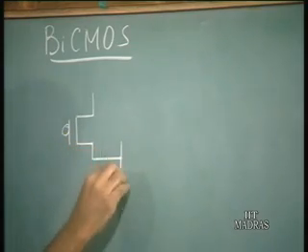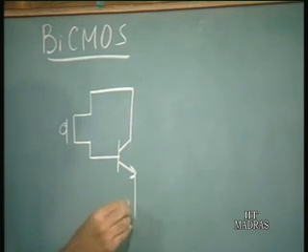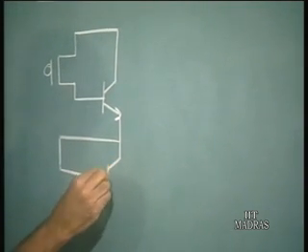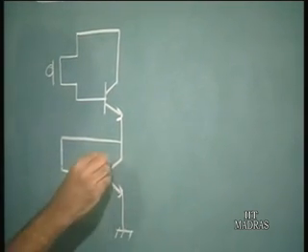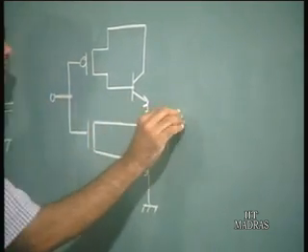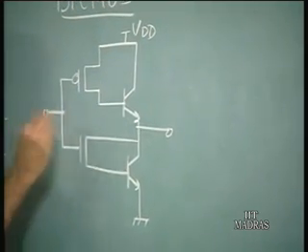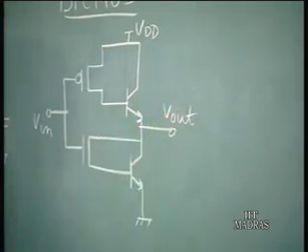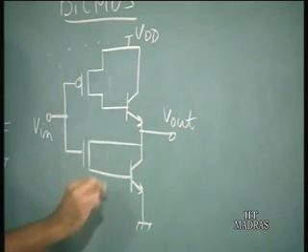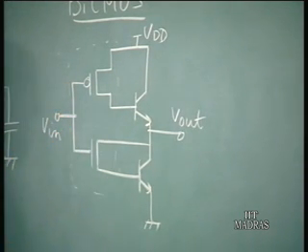What you have is a PMOS which is driving a bipolar transistor, and then you have an NMOS which also drives another bipolar transistor, and this is the input here, and we have the output here. So, this is the supply voltage. So, you have V in and you have V out. So, the input side is like a CMOS. You have a PMOS and an NMOS, which are connected together to the input.